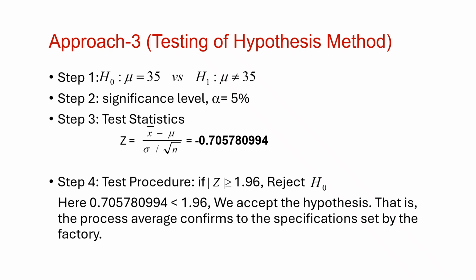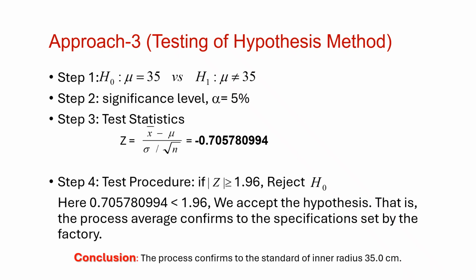The test statistic, because it is a normal test, is x bar minus mu by sigma by root n, and that is coming out to be minus 0.77. The procedure is that if the absolute z is greater than or equal to 1.96, you reject H naught. But here the absolute z is coming out to be 0.7057 or so, which is less than 1.96, and therefore we accept the hypothesis. So the process conforms to the standard radius of 35 centimeters.